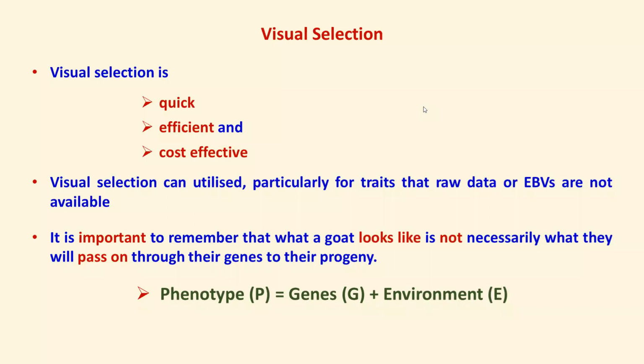So only this genetic component of the phenotype will pass on to the progeny, because phenotype P is equal to genes plus the environment. Phenotype, what you see outside, it is not only the genes that are causing that better phenotype. It is also the environment which has a great impact on the performance of the animal. So don't expect that if the animal is showing good visual traits, then the next generation will be the same as the parent or will be better than the parent. So you have to control the environmental variations.